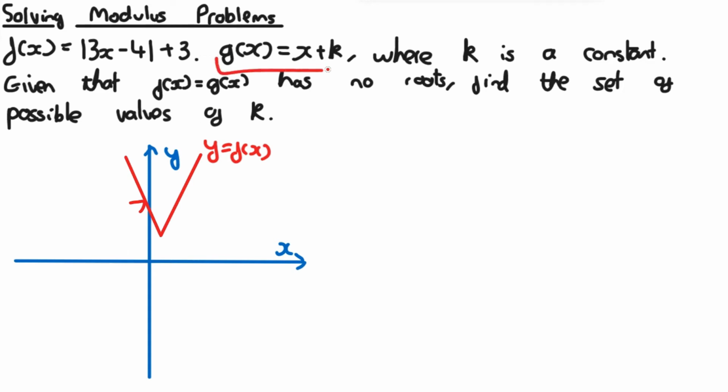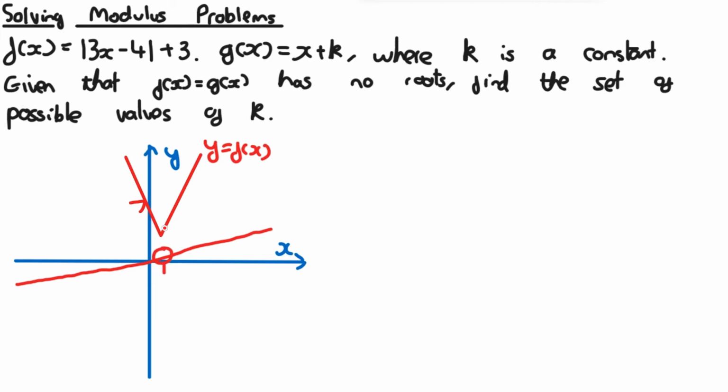And then the graph of g of x, this has a gradient of 1, whereas this line had a gradient of 3. So this is going to look something like this, where it has a lower gradient like this. And this is an example of g of x because it has no roots, so it has no points of intersection. So this is an example of g of x. Now, we talked about before, the only way that this is going to have no roots is the x coordinate at this minimum point.